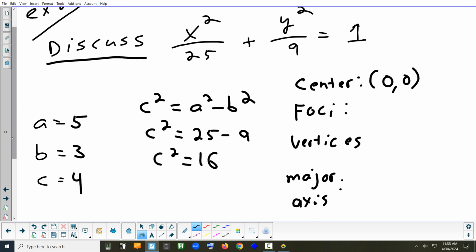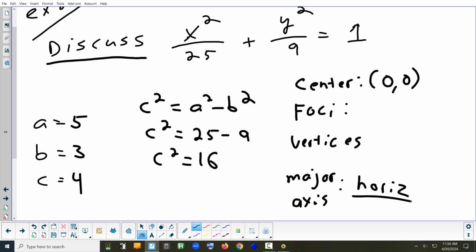It's horizontal because the bigger number is under the x. And wherever the bigger number is under, that tells you the direction. So horizontal. And that's important because now we know everything is left and right of the center. If the major axis was vertical, it would be up and down from the center. Okay, so left and right.